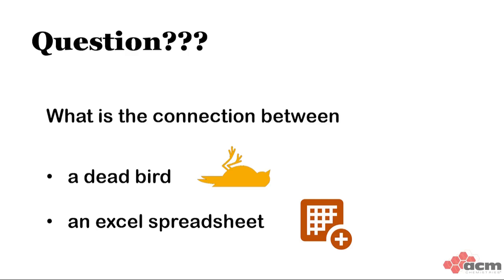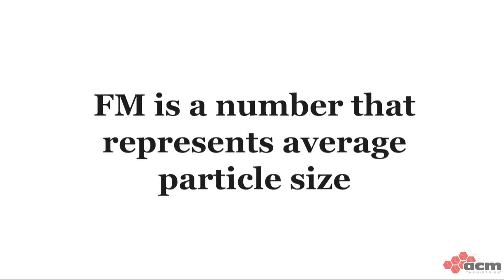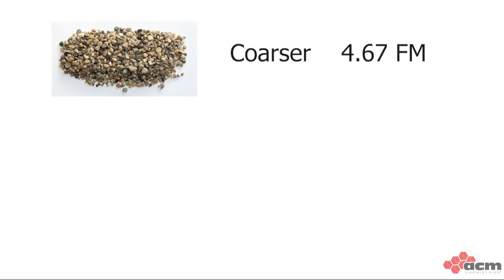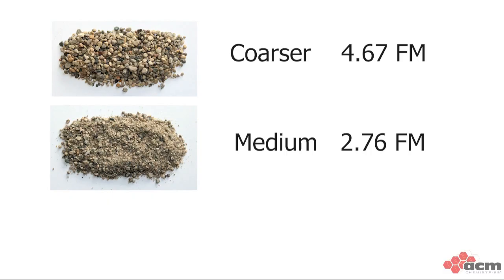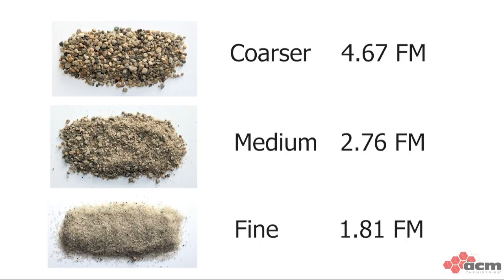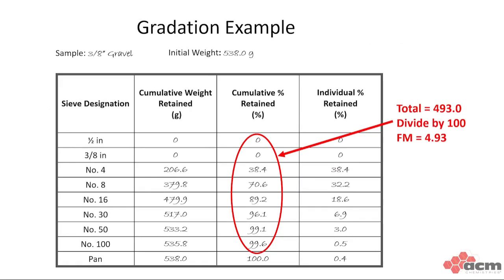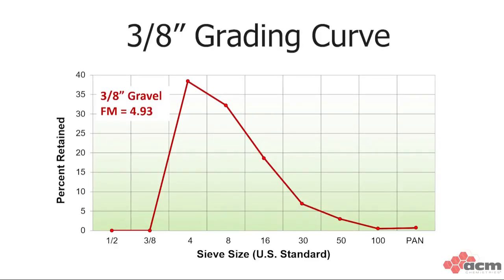We also use the gradation results to calculate fineness modulus, or FM, which is an index number that represents the average size of particles. It's an indicator of the coarseness or fineness of a single aggregate or aggregate blend. The higher the FM, the coarser the aggregate. The lower the FM, the finer the aggregate. FM is calculated by adding the cumulative percentages for the mass retained on the sieves and dividing by 100. The FM of our 3/8" stone is 4.93.